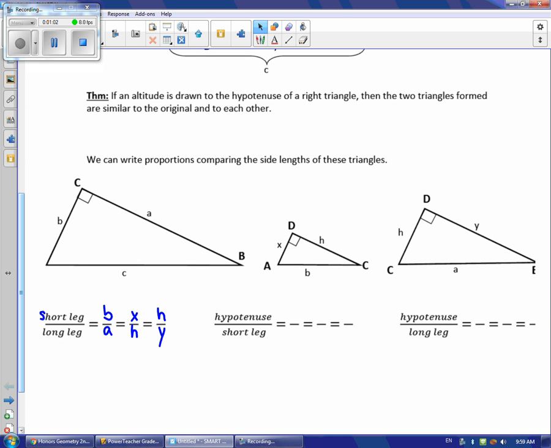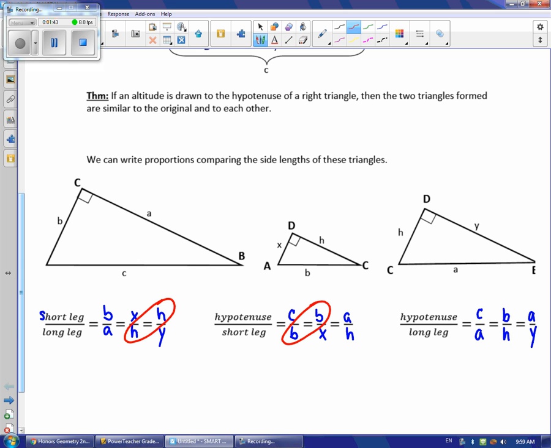If we do hypotenuse over short leg, that would be C over B in the big triangle, B over X in the small triangle, and A over H in the medium triangle. And finally, we can do hypotenuse over long leg, so we would get C over A, B over H, and A over Y.